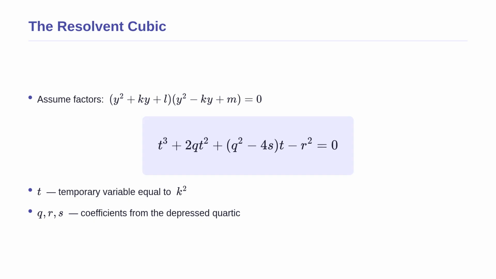To find those missing numbers for our quadratics, we use a special third-degree equation called the resolvent cubic. Conceptually, this formula is built by matching the coefficients of our assumed quadratics to the depressed quartic. In this formula, the symbol t represents the square of our unknown value k. The symbols q, r, and s are simply the numbers from our depressed quartic. If the value of s increases, the constant term in our cubic changes, shifting its roots. By solving this cubic equation for t, we can find k, which then unlocks the rest of the problem.